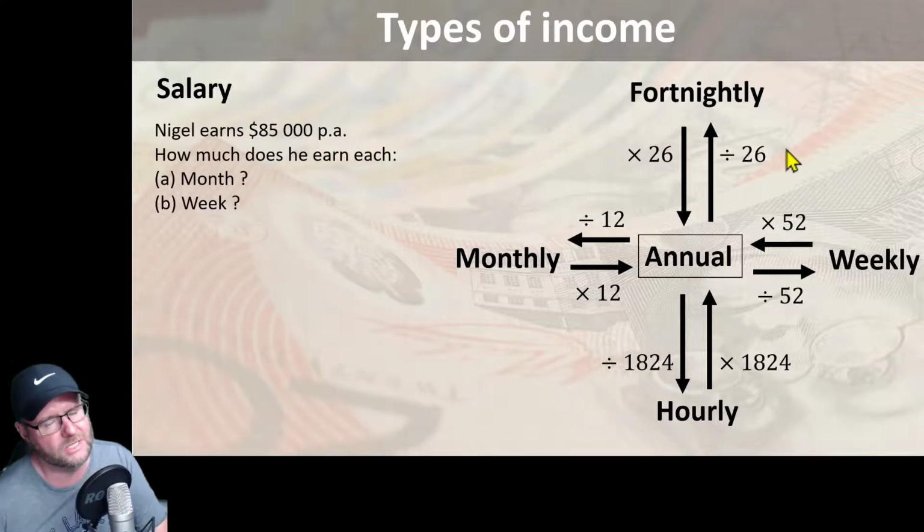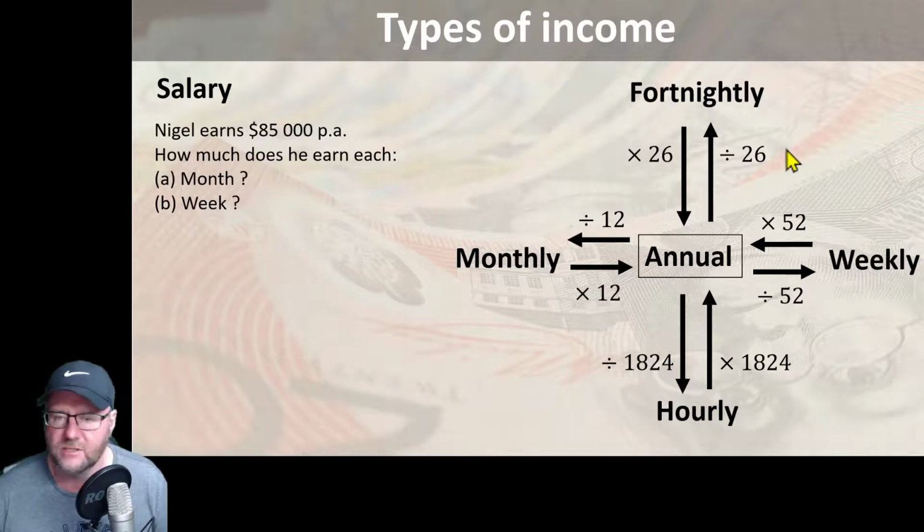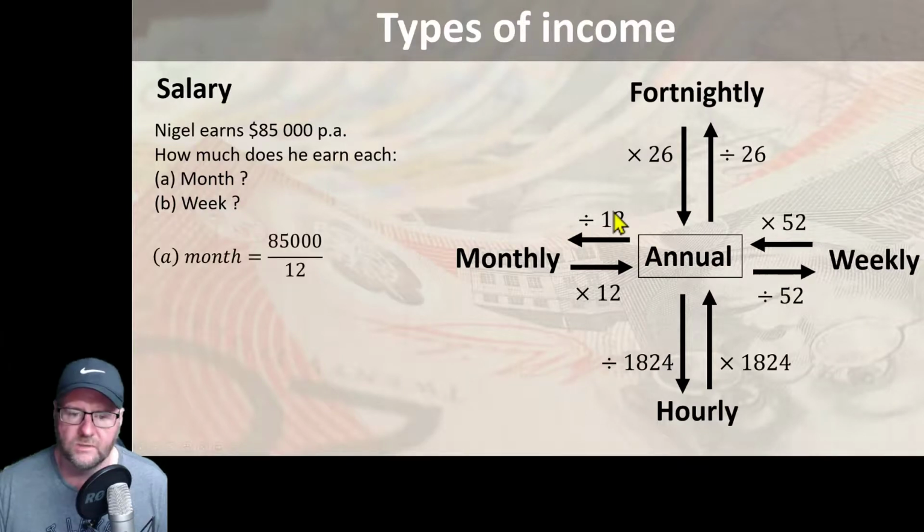Let's have a look at two quick examples of how we do the calculations when it comes to salary. Nigel earns $85,000 per annum. So how much does he earn each month? And how much does he earn each week? Well, hopefully you can see, looking at our little map here, his annual amount, that's this one here in the middle, is $85,000. So to work out his monthly amount, remember, following our arrows, I'm going from annual to monthly, so I'm going to divide it by 12. 85,000 divided by 12, he gets that amount per month.